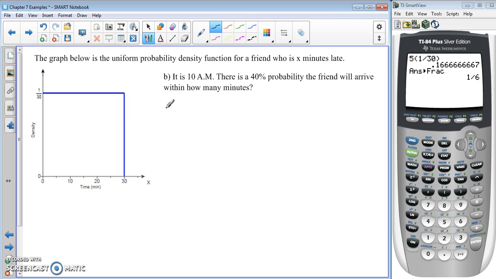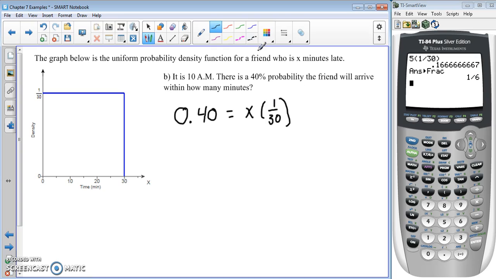So the next part here, it is 10 a.m. There is a 40% chance, or 40% probability, the friend will arrive within how many minutes? So if we're looking here, we have a 40% probability, and we want to know within how many minutes. So we have our probability is 40, and we can do X times 1 over 30 and just solve that equation out.